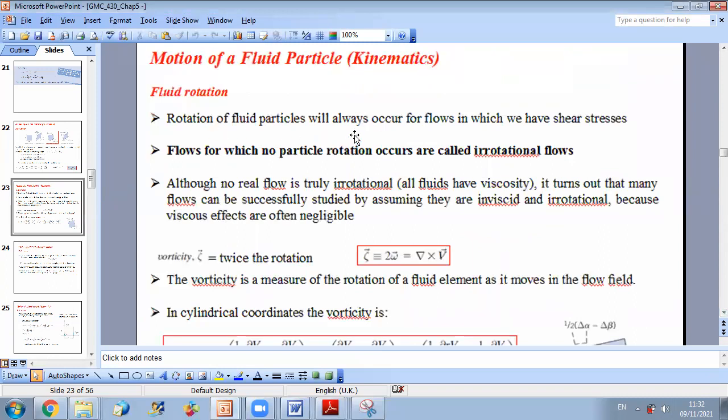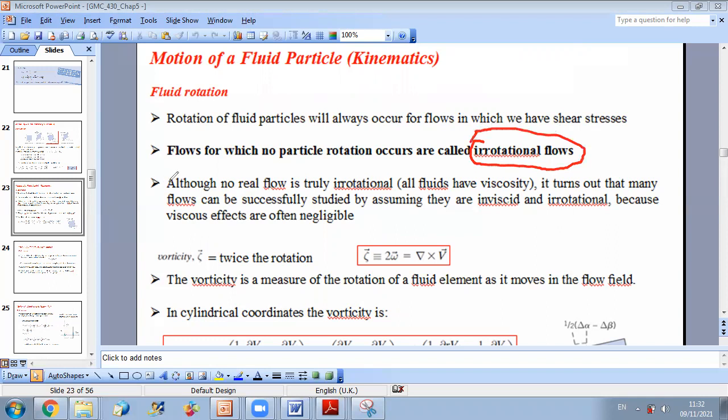Rotation of fluid particles will always occur for flows in which we have shear stress. So in the majority of applications, we have fluid rotation because the majority of applications include shear stress. In cases where we are dealing with regions that are far from walls, where viscous effects are negligible, then we can have the case of no particle rotation. And in this case, we call the flow irrotational. So flows for which no particle rotation occurs are called irrotational flows.